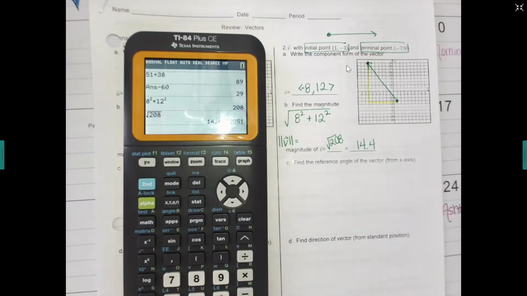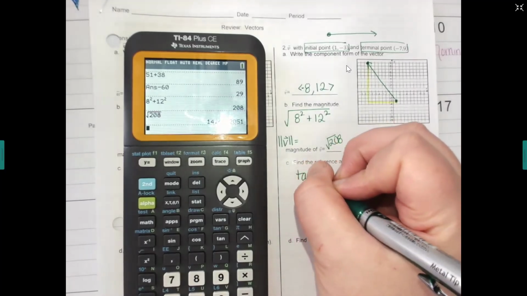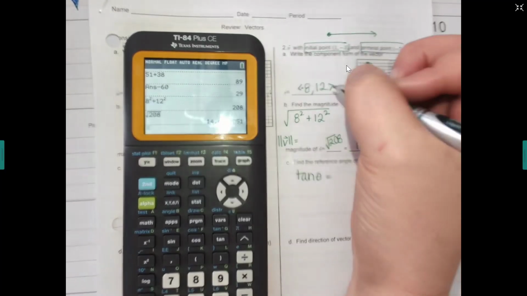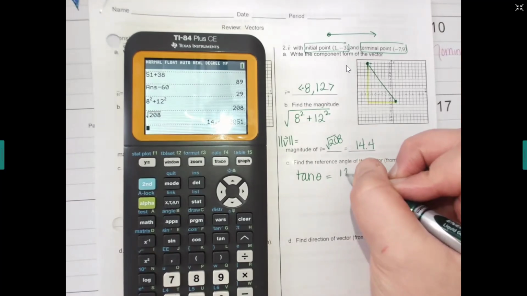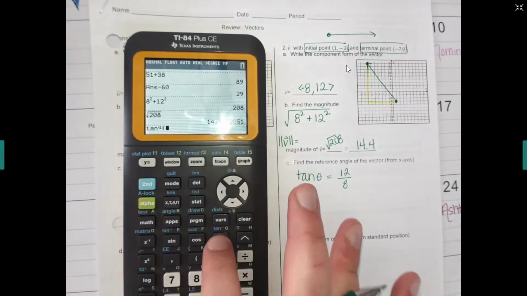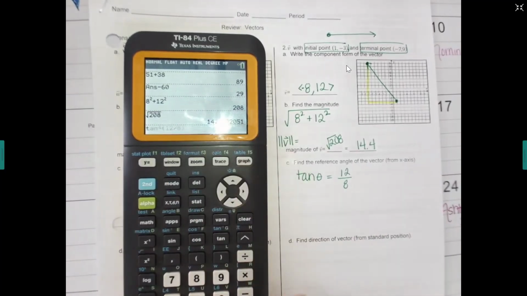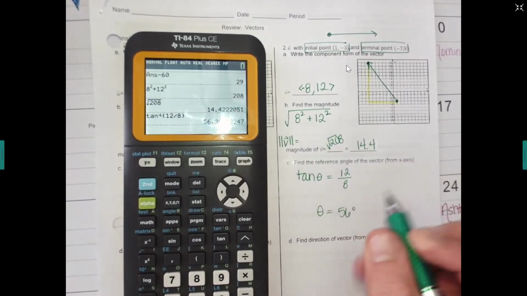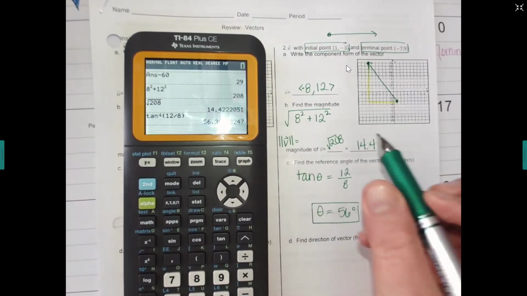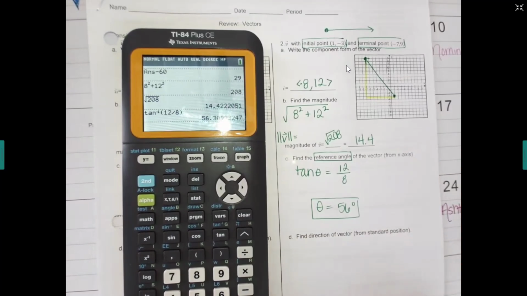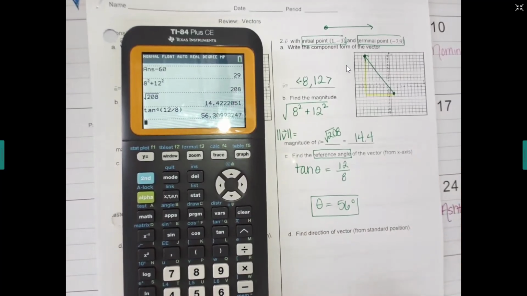We want the reference angle. Remember, you're going to start with tan theta equals y over x. Remember, no negatives. So that'd be 12 over 8. Then in the calculator, to cancel out the tan, we use second tan, and then 12 over 8. So I got theta equals 56 degrees. Now, remember, that's the reference angle. It's not direction until you consider what quadrant it's in.